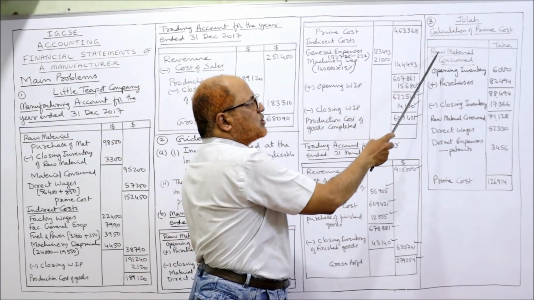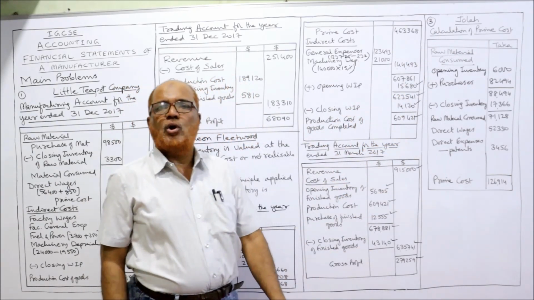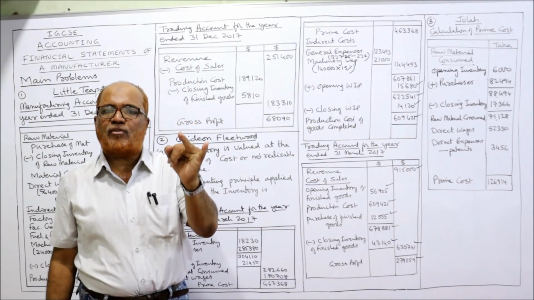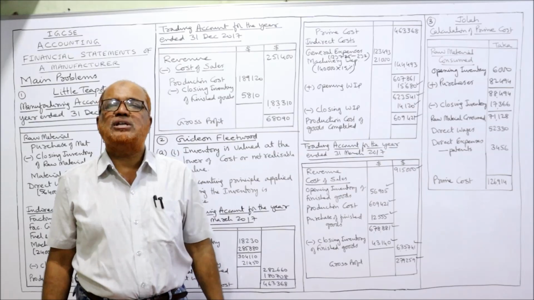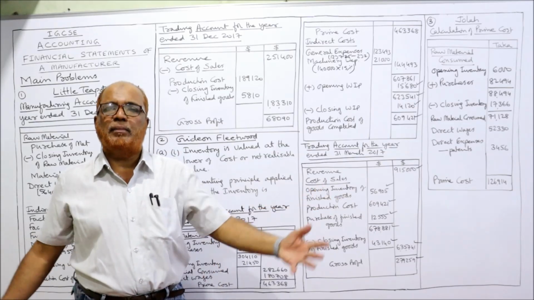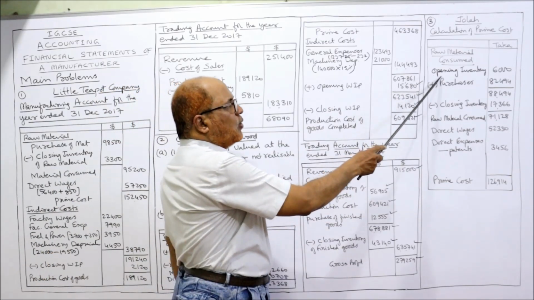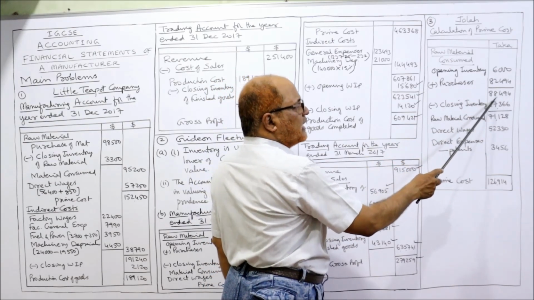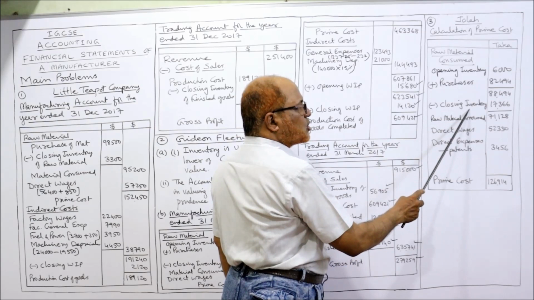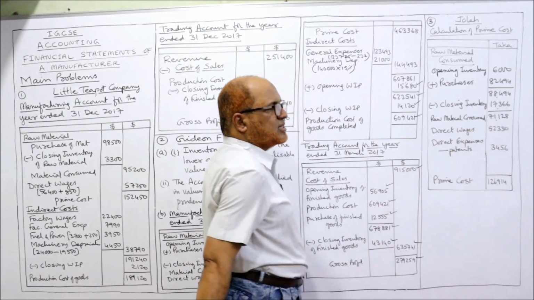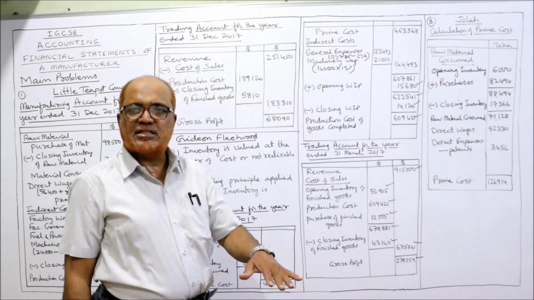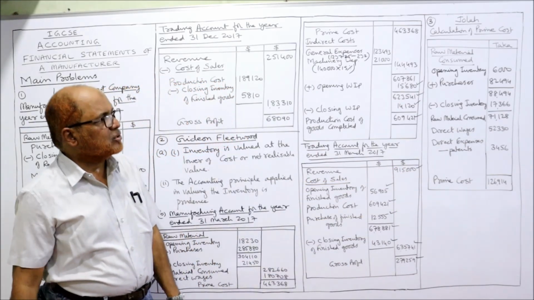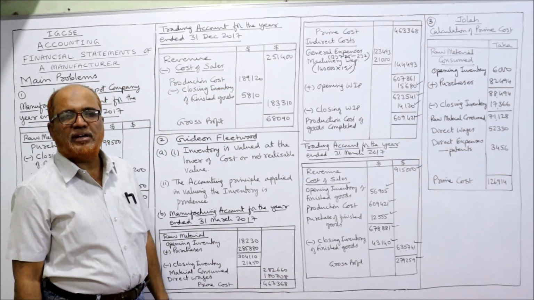Jola, calculation of prime cost. Raw material consumed: opening stock of raw material, add purchase of raw material, minus closing stock of raw material. We'll get material consumed. So here opening inventory 6,000, add purchase 82,494, total 88,494, minus closing inventory 17,366. Deduct, you will get the material consumed, 71,128.